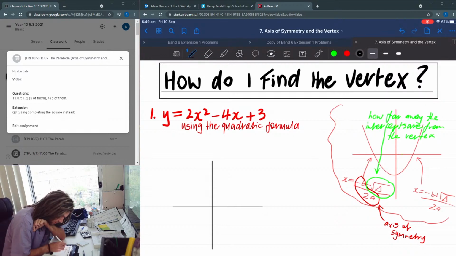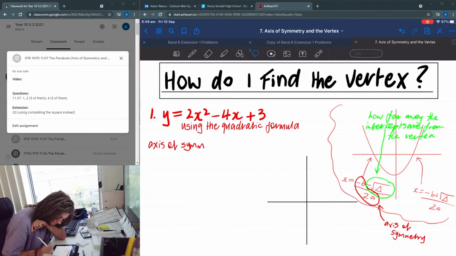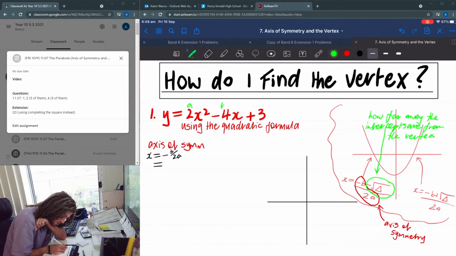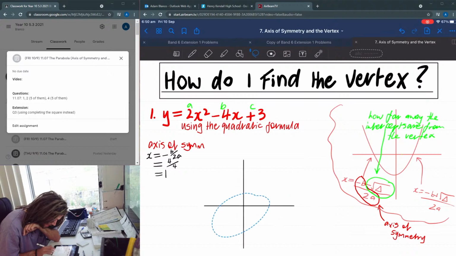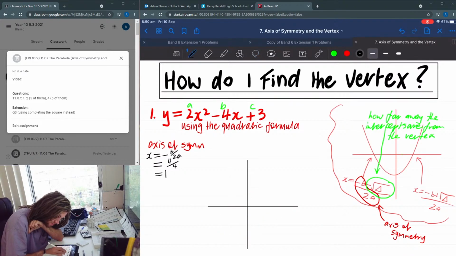So the axis, actually let's do it in red. Axis of symmetry is x equals minus b on 2a. So remember that's a, b, c. Minus b is going to be plus 4 on 2 times 2, which is 4, so that's equal to 1. So that means that x equals 1 is my axis of symmetry.